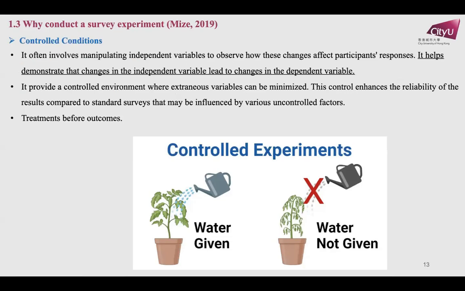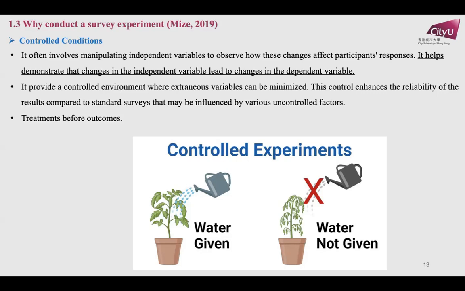First, it involves manipulating independent variables to observe how these changes in independent variables affect participants' responses. This is essential for establishing internal validity, as it helps demonstrate and test whether changes in the independent variables can lead to changes in the dependent variables.